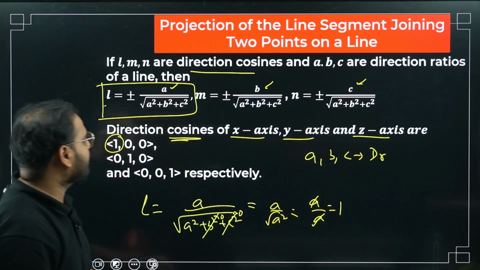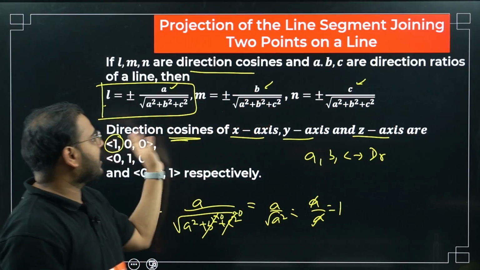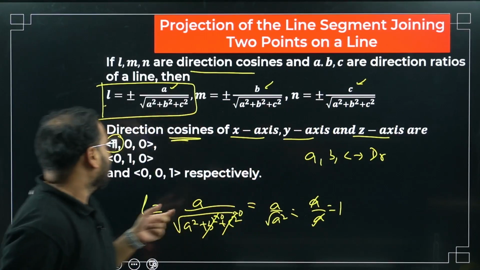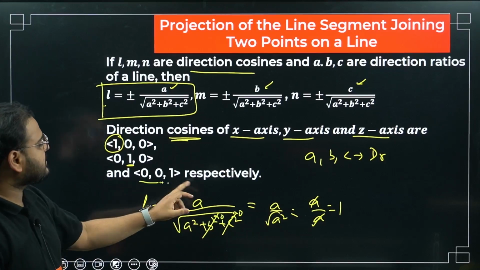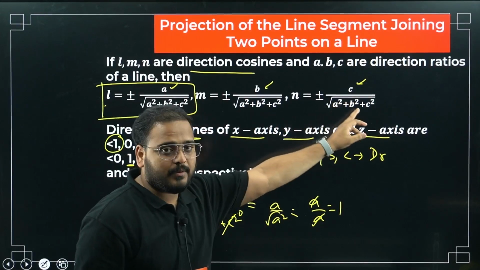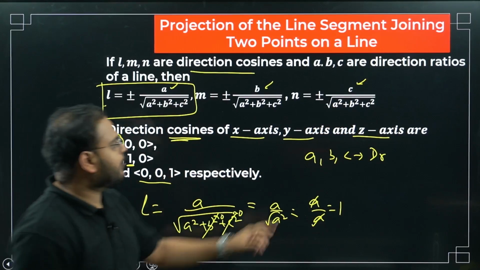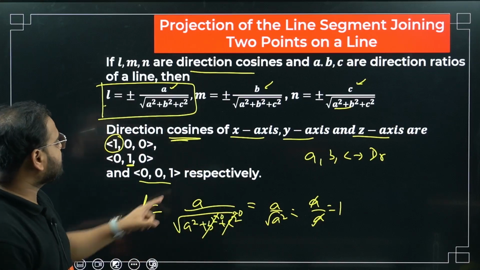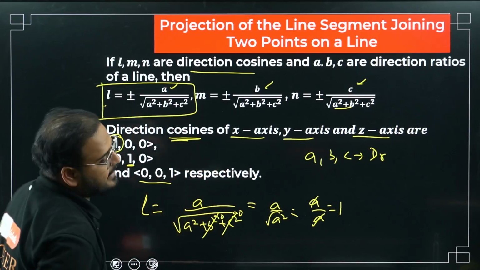Same if you do it for the y-axis: B is non-zero, and A and C are 0. So you get 0, 1, 0, where only the y component is 1. For the z-axis you get 0, 0, 1. A and B will be 0, C will be a non-zero number, so C by the square root of C square becomes C by C, which is simply 1. This is the direction cosines across the x, y, and z axes.